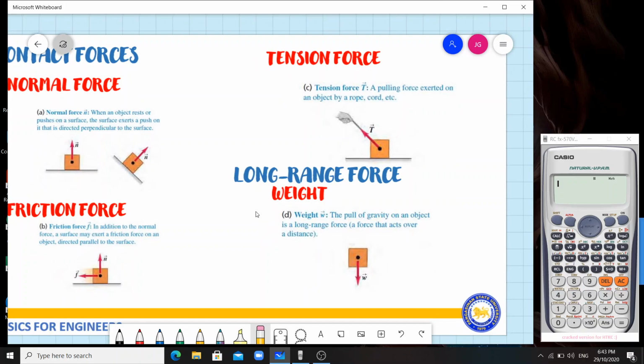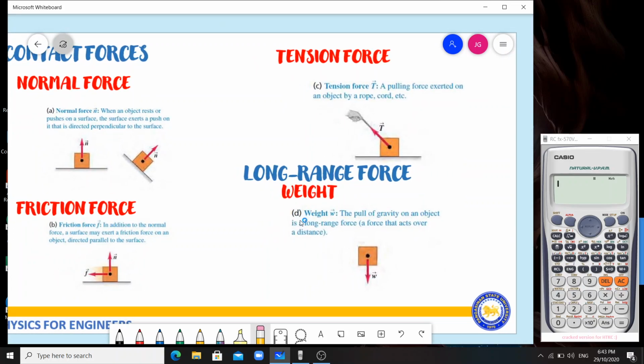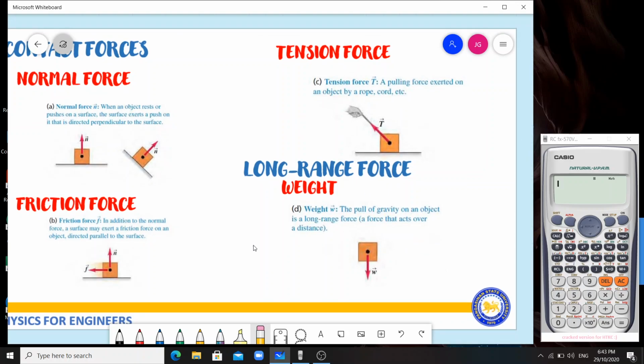Lastly, we have the long-range force. One form of a long-range force is the weight, which is the pull of gravity on an object. An object with a mass placed on Earth has a weight equal to the mass times the gravity, or 9.8 meters per second squared on the surface of the Earth.